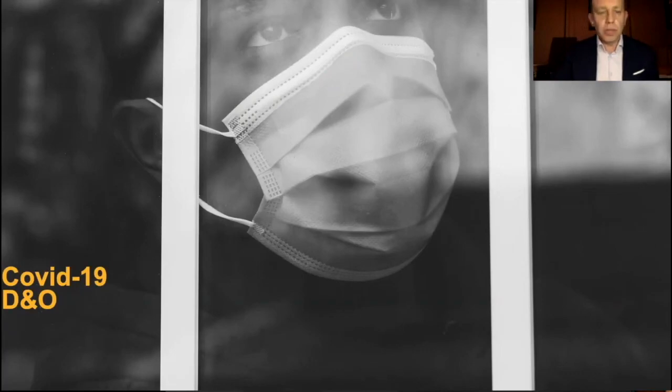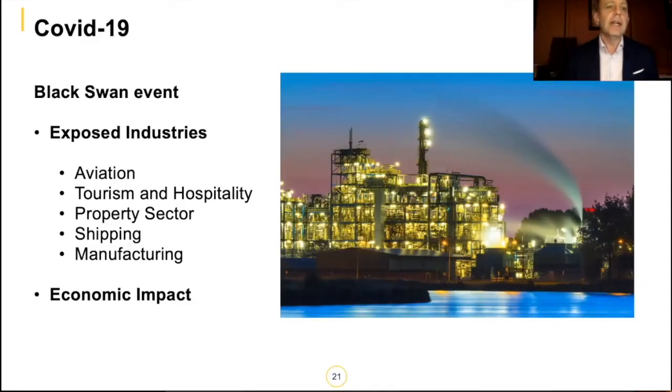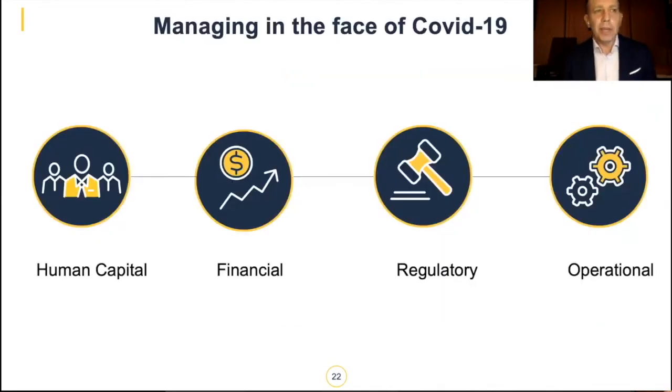I'm not going to spend too much time talking about COVID. I think you all know which sectors were most affected by the pandemic. This had an overall economic impact on business. Now, directors aren't to blame if the company goes insolvent because of COVID, but they were expected to manage the crisis as they are expected to manage any crisis. So that would be looking at the people element, looking at the finances of the business.